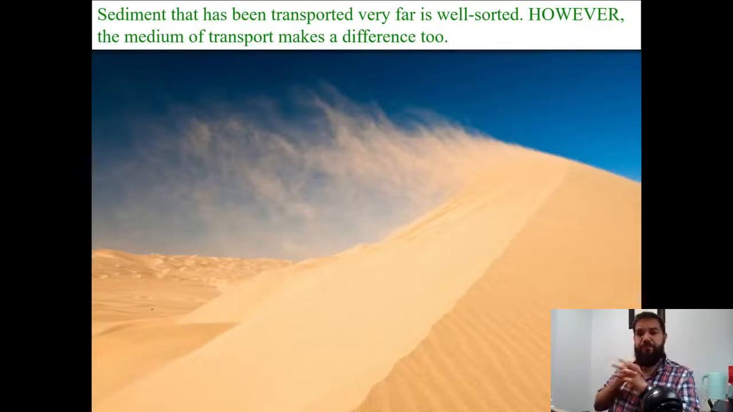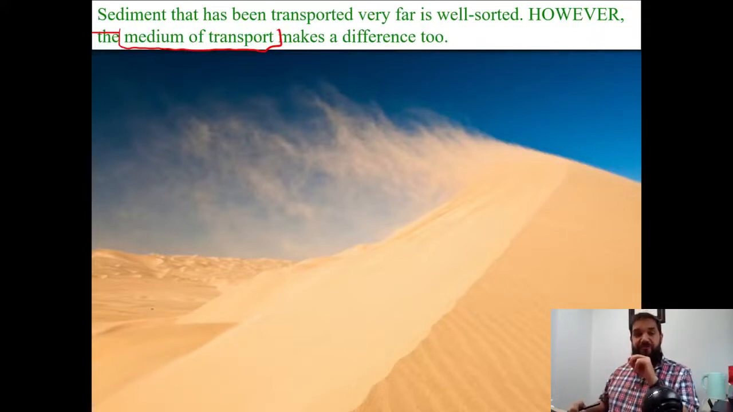It's far away. Okay, so sorting tells you the degree of transport, but it tells you something else too. It can also tell you about the medium of transport, whether it's ice, water, or wind.